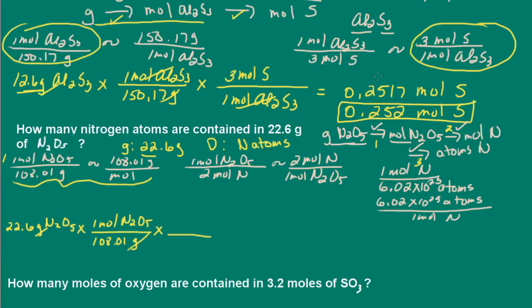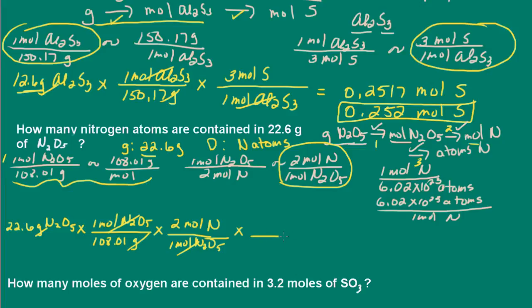Now, go back to my roadmap. Now that I'm in moles of dinitrogen pentoxide, I need to convert that to moles of nitrogen. So I know that 1 mole of dinitrogen pentoxide contains 2 moles of nitrogen. So 2 moles of nitrogen for 1 mole of dinitrogen pentoxide. Okay, so that cancels out.